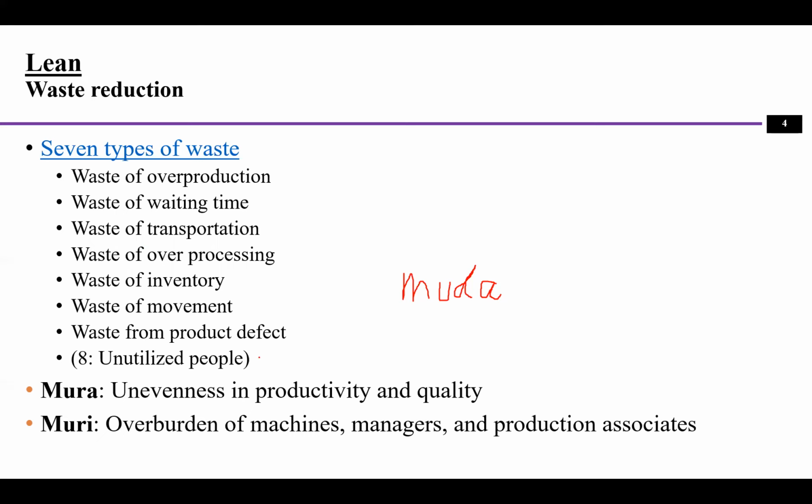And another 2 terms will be MURA and also MURI. So MURA means unevenness in productivity and quality, and MURI means overburden of machines, managers, and production associates.